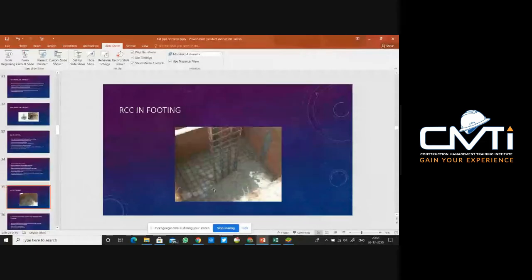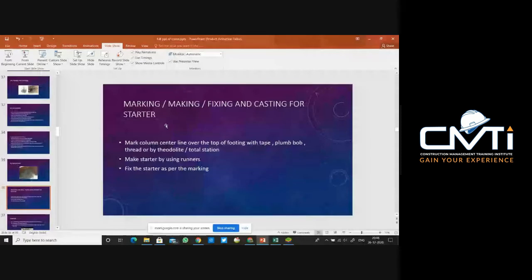So this is the picture in which you can see the concreting is done here. Then you have to start marking and casting the starters. Mark the column center line over the top of the footing. After the RCC work for the footing is over, you have to mark the location for the column. For that you require tape, plumb bob, theodolite, or total station. You can mark by these, and then make the starter using runners.